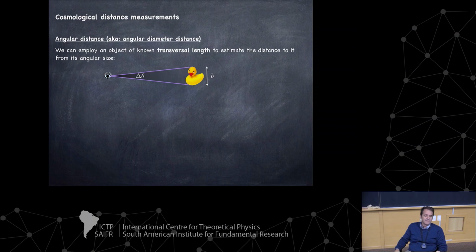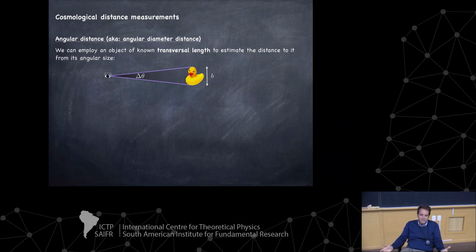So the first thing we can try to measure is what we call angular distance. Suppose that I have my little ducky here, and I put duckies around the universe, and I know the size of these duckies. I know how high they are, okay? I know their height here. And suppose I observe them at some distance such that the angle that this ducky occupies on the sky is delta theta.